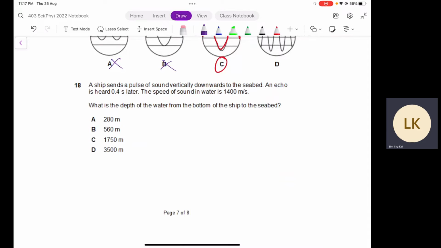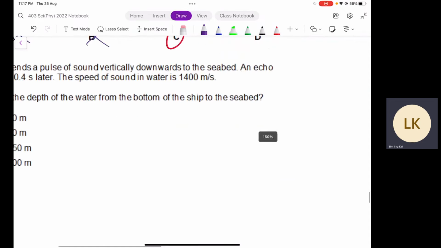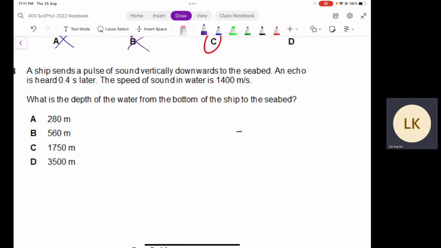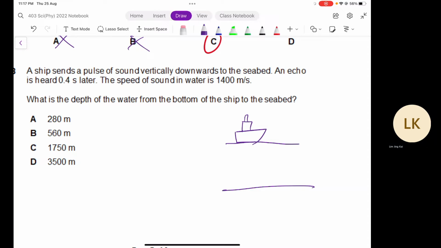Number 18. The ship sends a pulse vertically down. An echo is heard 0.4 seconds later. The speed of the sound in water is 1,400 meters per second. If you can't visualize what is happening, don't be afraid to draw a simple diagram to help yourself visualize. In this case, the ship sends the pulse downwards until it reaches the seabed.